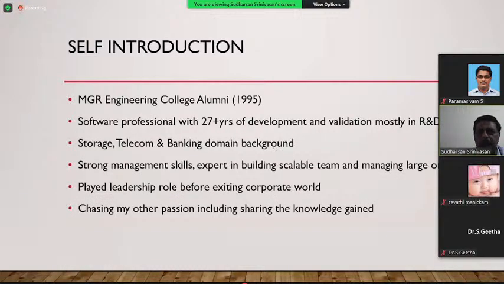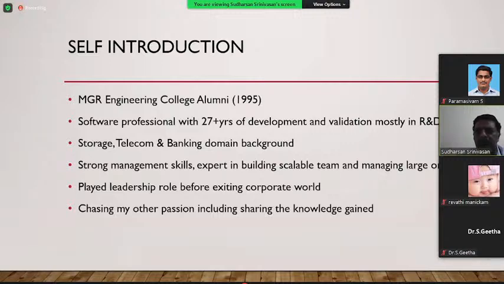So I'm a proud alumnus of MGR Engineering College, passed out in 1995, finished my computer science engineering, with the same thought of what is R&D, not knowing what I would land up in. Fortunately, in all the 27 years I've worked, I've worked only in R&D. All the projects I was involved in are R&D projects.